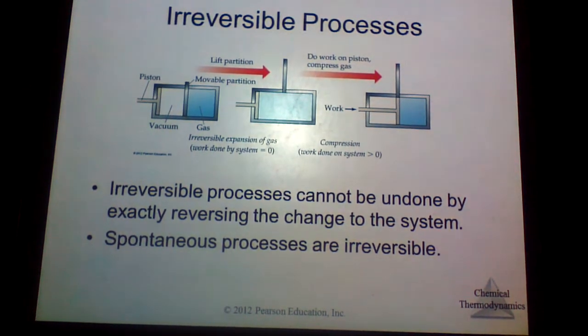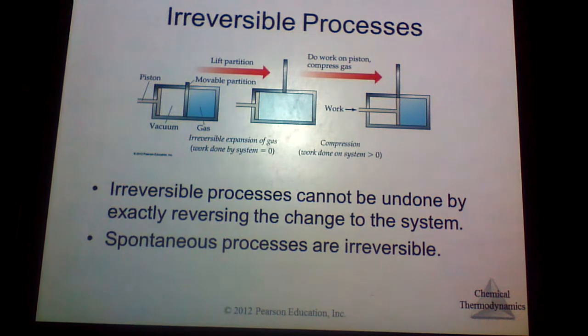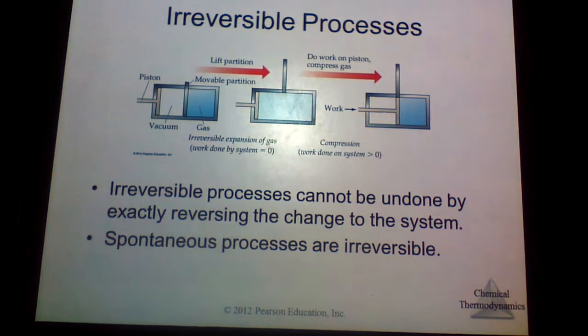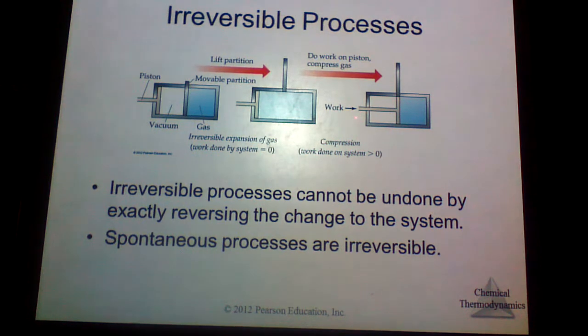This is an irreversible process. It's an irreversible expansion. And it's irreversible because if I put the partition back, just because that partition moves back, does that mean all of those gas particles are going to suddenly move all the way back over here to form the exact same thing? No, they're not. It's not going to happen unless I move this piston and do work on the system by moving this piston down and creating that same amount of gas and creating that same volume that I originally had over here.